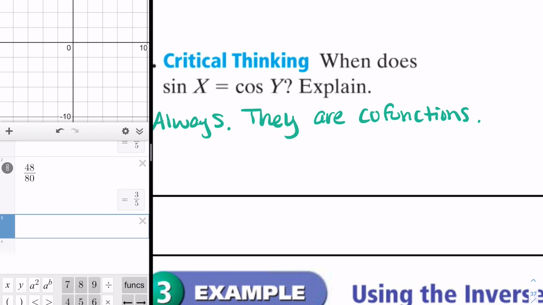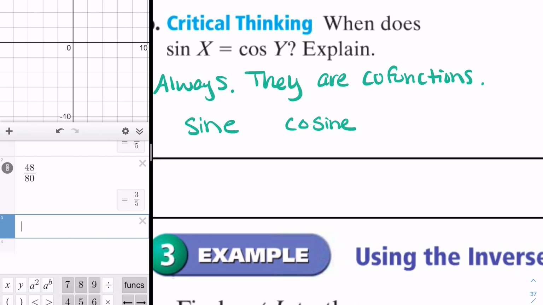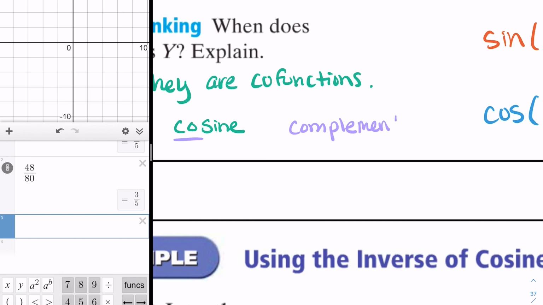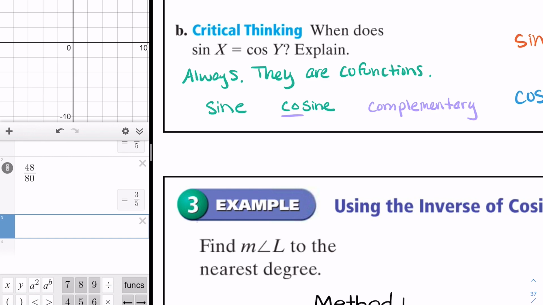And take a look at it. Look at sine, and let's take a look at cosine. Look at this word "co." What it means is complementary. And so the co part of it means that the sine of 1 degree has to equal the cosine, its complement, of 89 degrees. That's just how they work out.